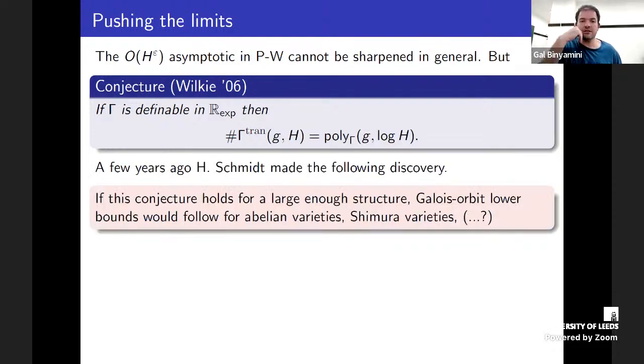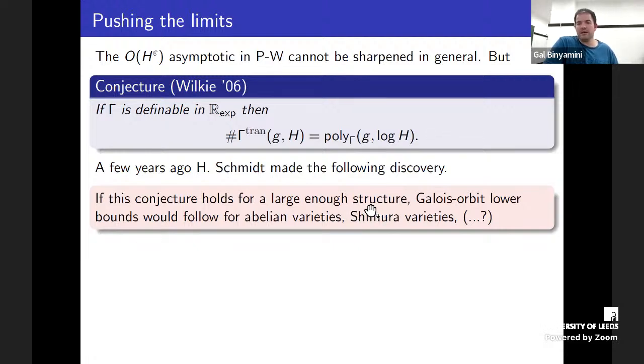This conjecture is interesting by itself if you want to improve the Pila-Wilkie theorem, but it became more interesting for me and for other people after Harry Schmidt made the following discovery. So what Schmidt noticed is that if this kind of conjecture holds, then you can get Galois orbit lower bounds. I'll give an example of what that means, but you can get Galois orbit lower bounds for abelian varieties, for Shimura varieties, and for other contexts.